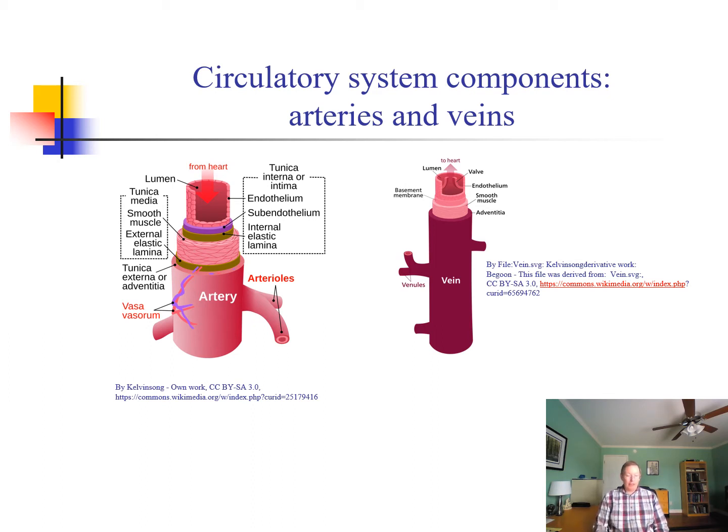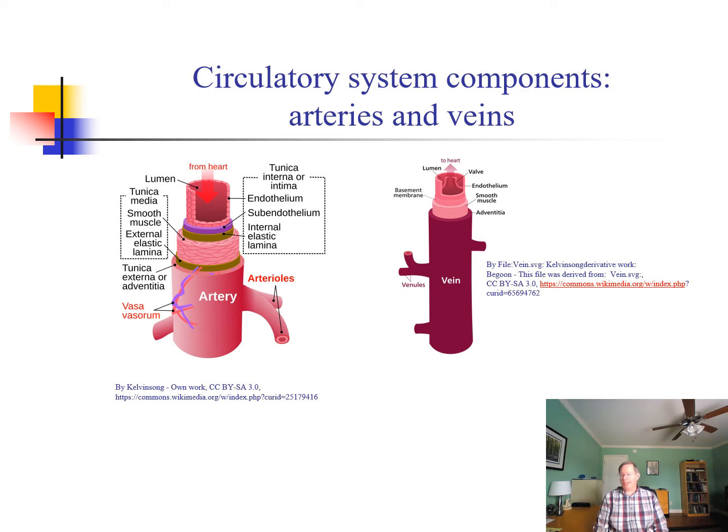Now, these different layers on the arteries are so thick that the blood vessels that are called arteries, especially the larger ones, require their own blood supply. And that seems to be a little counterintuitive, but just like the heart muscle requires its own blood supply, so do some of these large arteries. And so they have the vasa vasorum, which actually supply nutrients to the blood vessel itself.